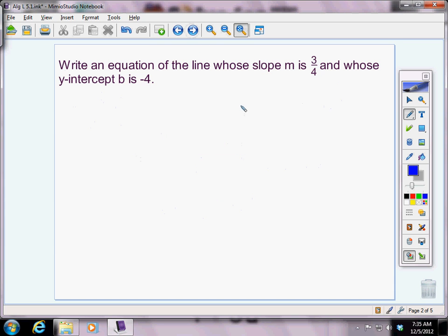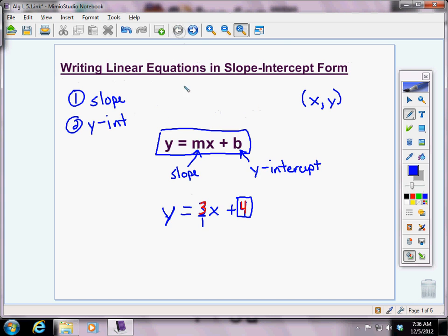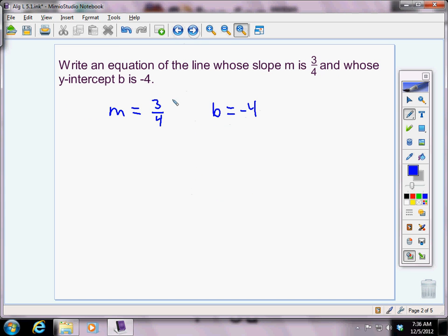It says write an equation of the line whose slope m is 3/4 and whose y-intercept b is -4. So our slope is 3/4. Our y-intercept is -4. Pretty straightforward. Take your equation, y equals mx plus b, and plug in your m and plug in your b. Yes, it really is that simple. y equals 3/4 x plus a -4.